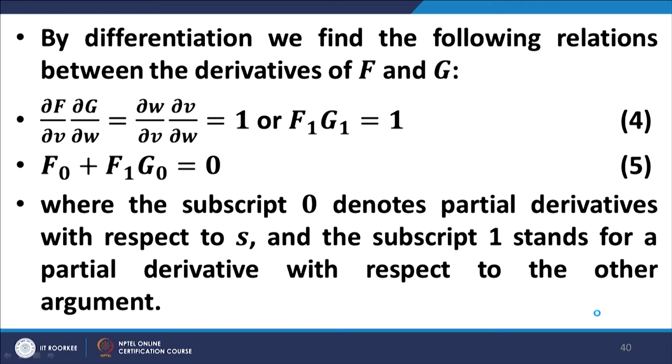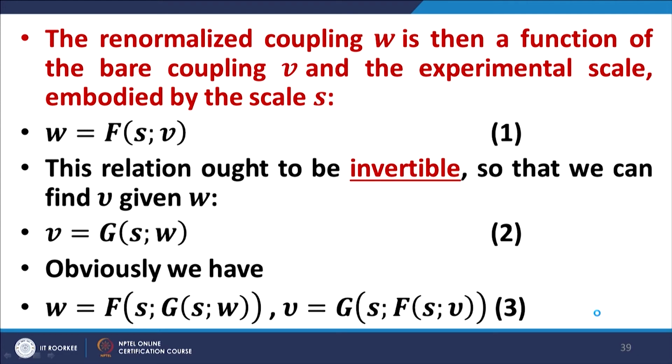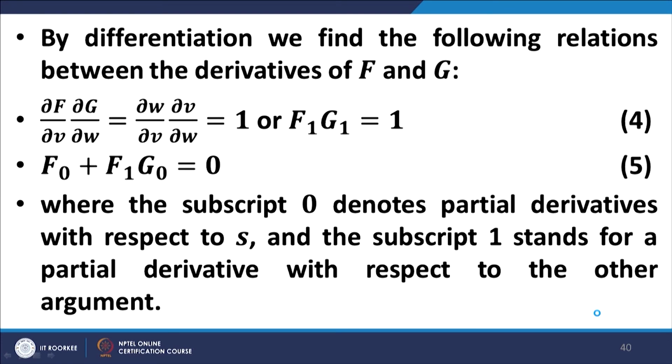Now, by differentiating these two expressions, equation number 1 and equation number 2, we can arrive at these two fundamental results. F1 G1 is equal to 1, F0 plus F1 G0 is equal to 0, where the suffix 0 relates to differentiating with respect to S, and 1 represents differentiation with respect to the other independent variable that F or G depend on.